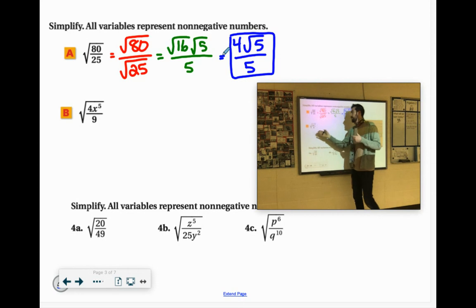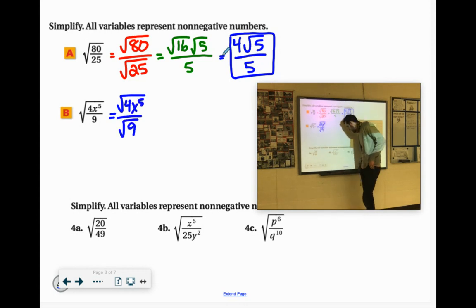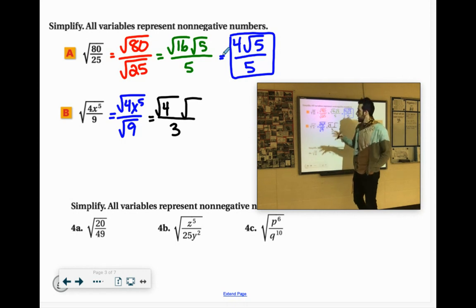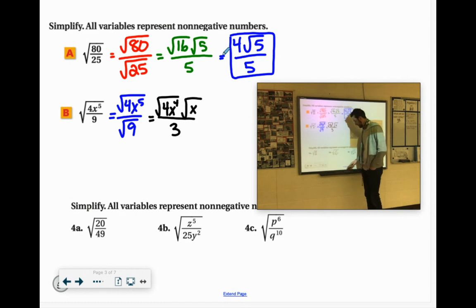So on B, I see the denominator is 9, which is a perfect square. So the square root of 9 is 3. Great, great. Now in the numerator, it's not all perfect. The 4 is perfect, but x to the 5th is not. So we could put x to the 4th there, and then the 5th x would go in the leftovers.